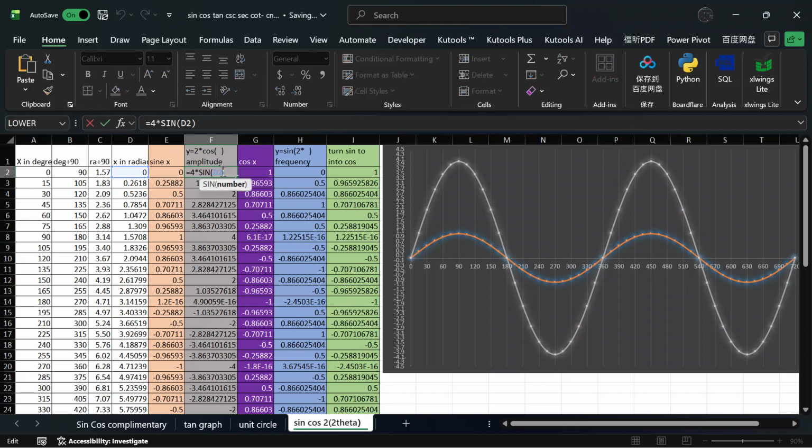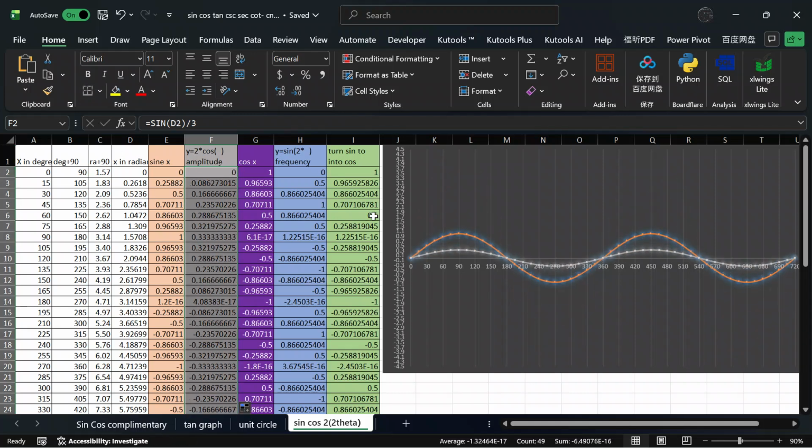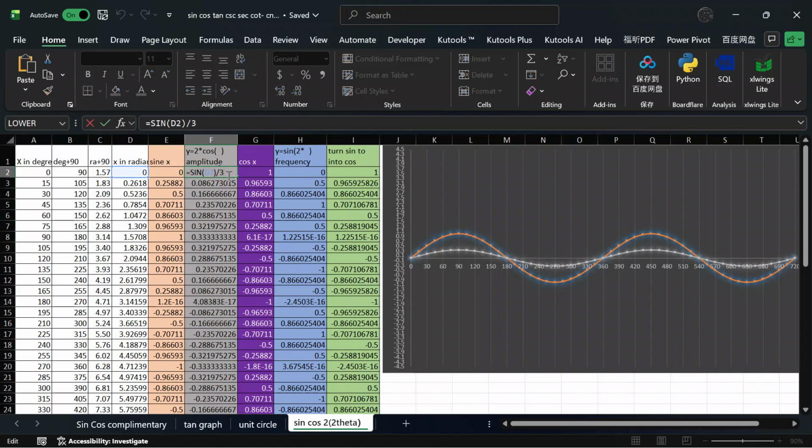So we can do a quick demonstration. Delete this part, and then we just divide it by 3, maybe. Not too dramatic, otherwise it will, yeah, it's like this. However, at this point, it's just being squashed down, and then we can multiply.